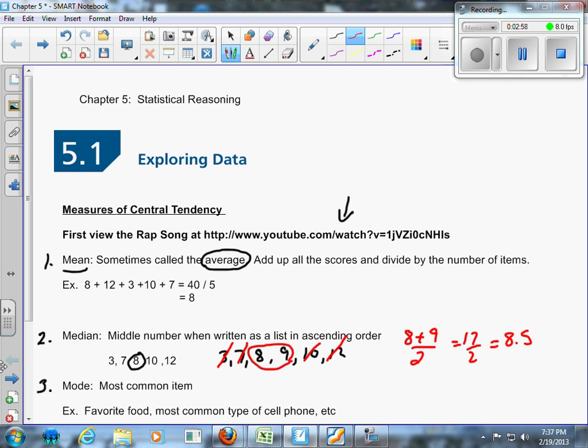Mode will be the most common item. So let's say this food drive, what was the most common food item brought in? We could determine that. Another example, if we'd done a survey in the class and asked everyone what was their favorite food, or most common cell phone in the school. So we couldn't find the median number. Mean would be impossible to find. So mode, again, you're looking for the most common item.